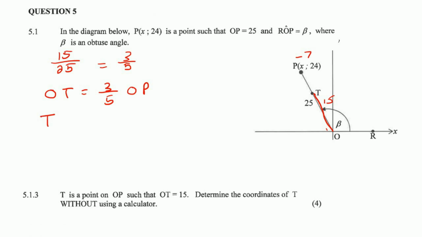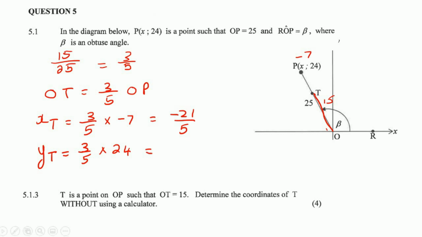So the x value of T will be 3/5 of this x value, which is times by minus 7, and so that's going to be negative 21/5. And then the y value of T will be 3/5 of this one's y value, which is 24. And so that's going to be 72/5. And so the final coordinates, or the way that you'd write the answer, would be the x value, negative 21/5, and then the y value, 72/5.